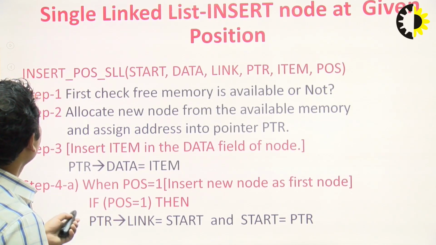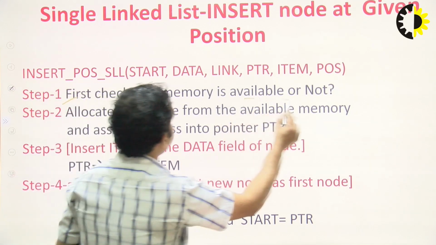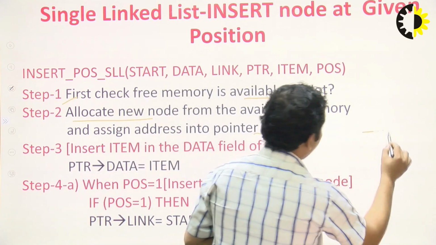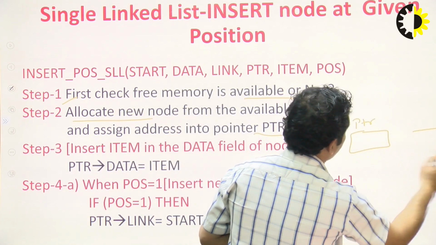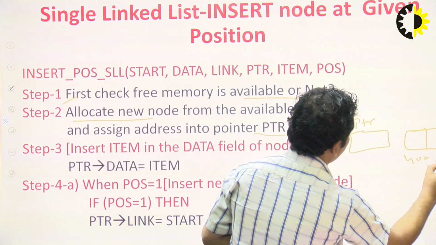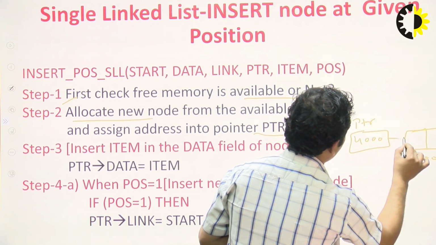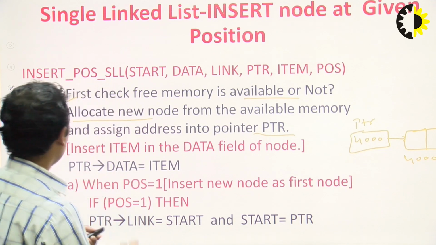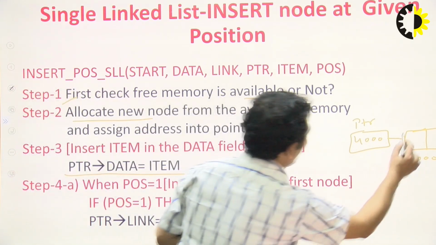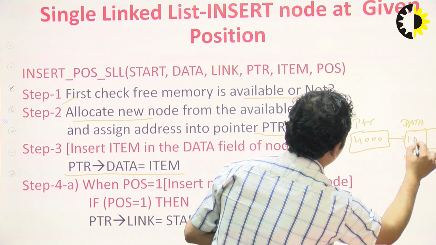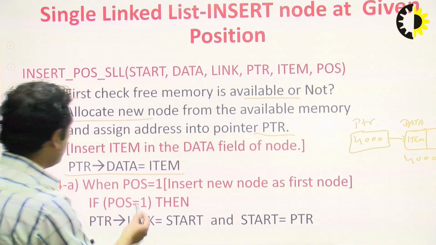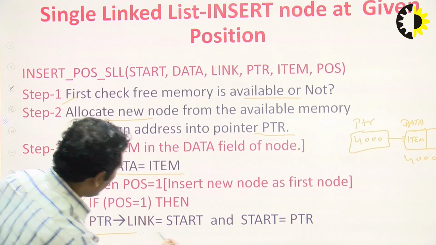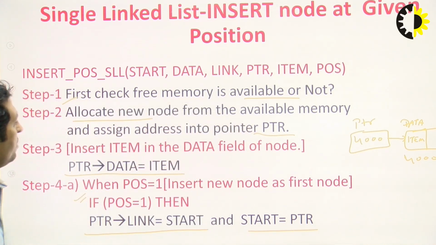To tackle this, first check whether free memory is available or not. If available, allocate the newly created node and assign it to the PTR, just like before. This is 4000 and we have assigned 4000 here. This is the newly created node and this is the PTR. Now fill the data part of the PTR with the item. When position equal 1 means insert at the first position, same logic here: PTR link equal start and start equal PTR, just like before.